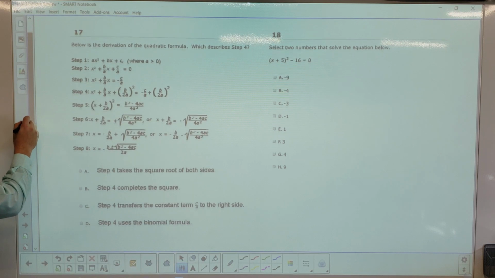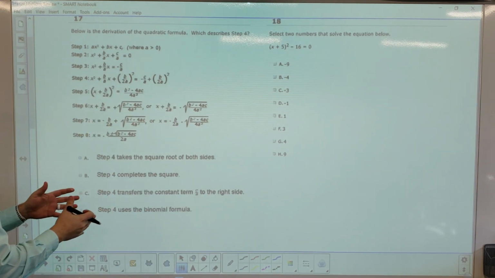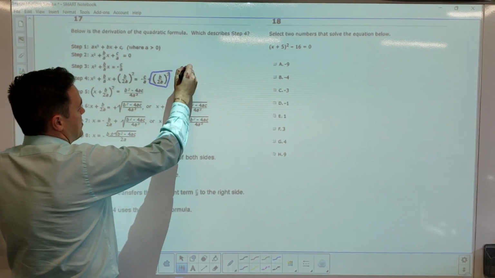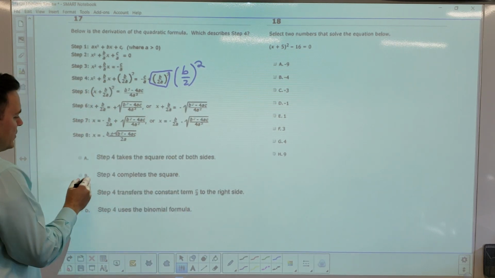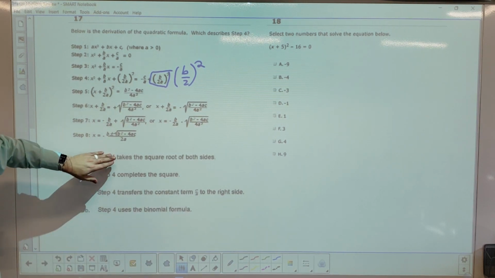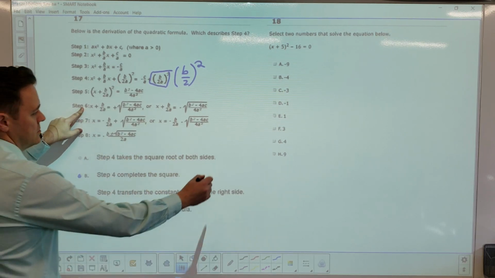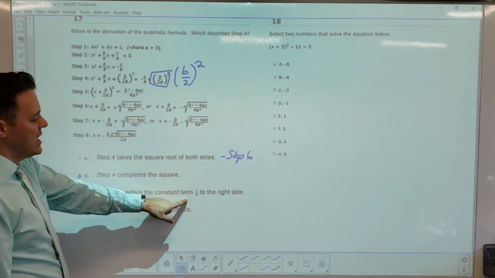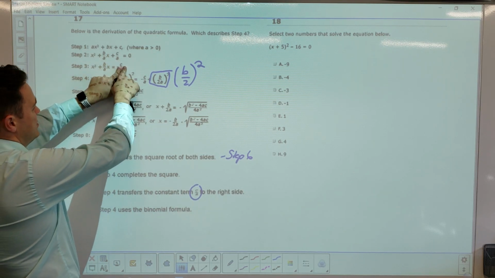A couple things about this I want to make sure you guys understand, okay? The answer here, the correct answer, is completing the square, is this one right here, because that's completing the square. That's exactly what we did, right? So this is step 4, so this is the answer. However, I want to know what the other answers are, okay? So where does square root of both sides take place? Step 6. Transfers the constant term, C/A, to the right side. So we went from here to the left to the right.